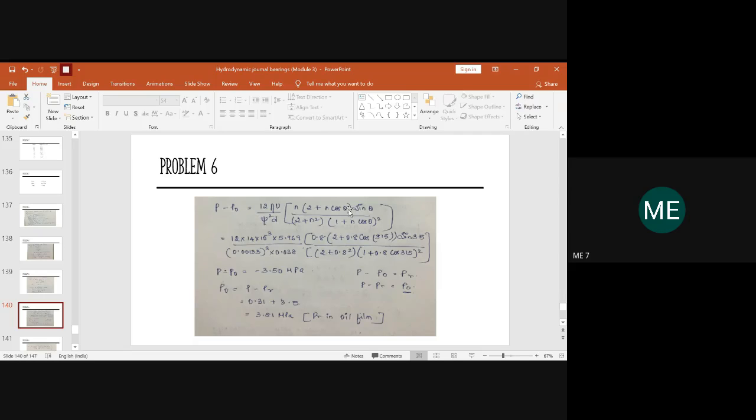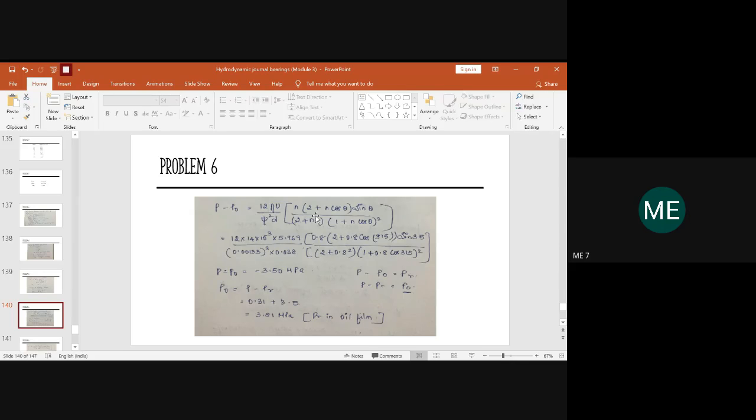Even in the data handbook, the equation given to know the pressure difference is P minus P naught equal to 12 mu U upon chi square D into, open the bracket. In the numerator, we have n into 2 plus n cos theta sin theta, divided by 2 plus n square into 1 plus n cos theta whole square. So this is the equation.